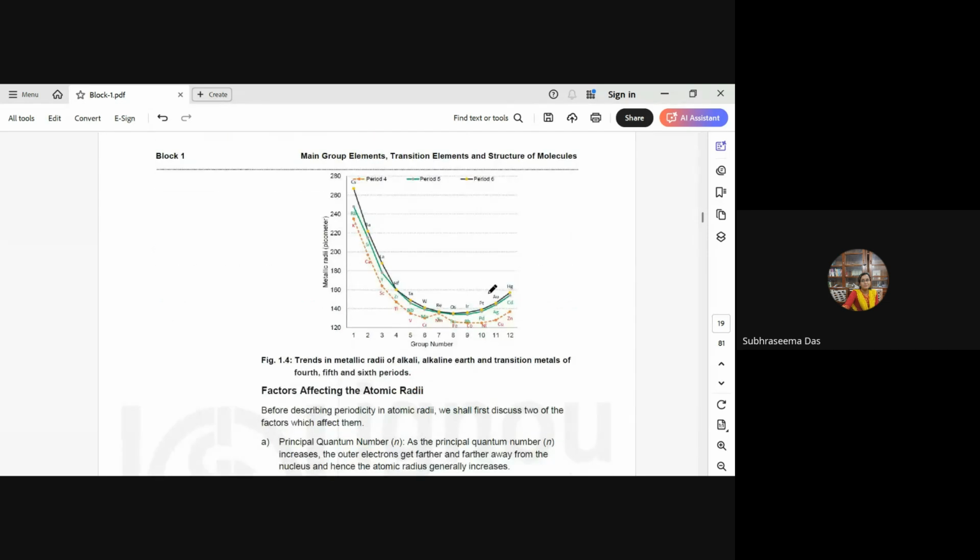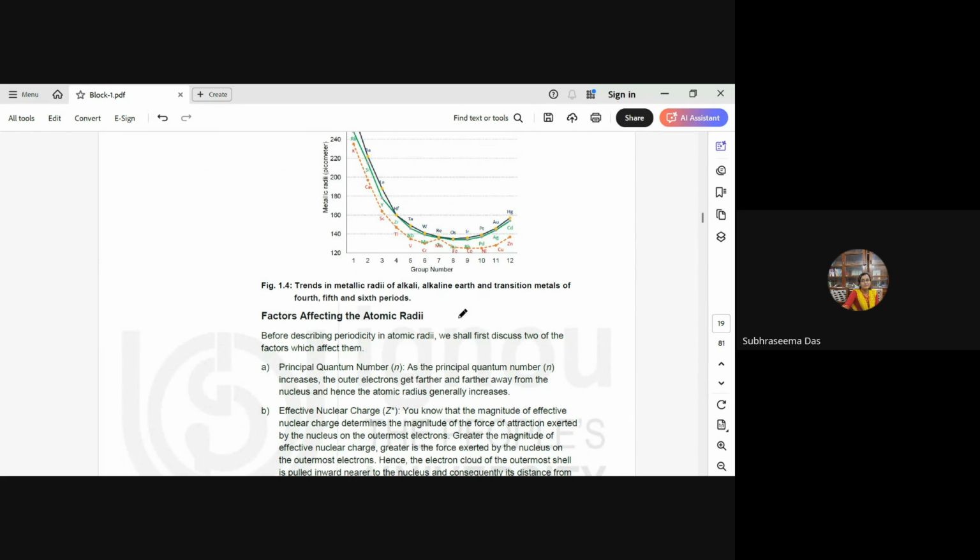So here, that is how it is explained. Now there are various factors that affect the atomic radii. The first of the important factors which influence the atomic radii is the principal quantum number, which we represent as small n. As the principal quantum number increases, the outer electrons go farther away from the nucleus. As they go farther away from the nucleus, the atomic radius increases. Hence n is a very critical factor that influences the atomic or the ionic radius.